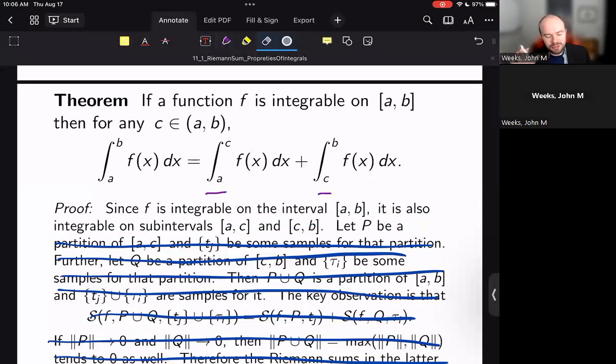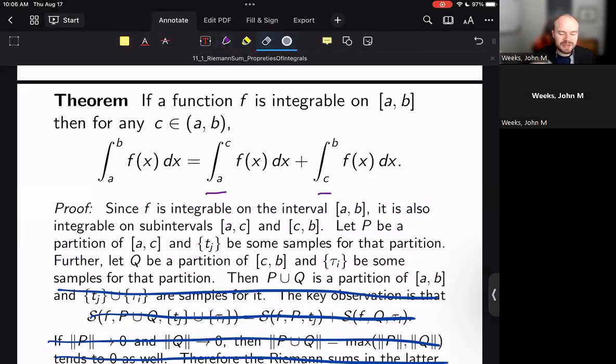First, since f is integrable on the interval from a to b, we know it is also integrable on a to c as well as c to b. That is, it has limiting values on each. That was our previous theorem from before. So let P be a partition of a to c, and let's pick some samples for that partition. Then let's do the same thing for Q being a partition from c to b, giving us some other samples for that partition.